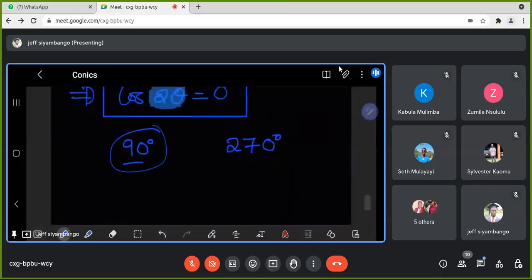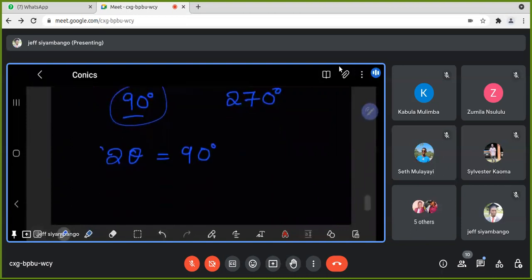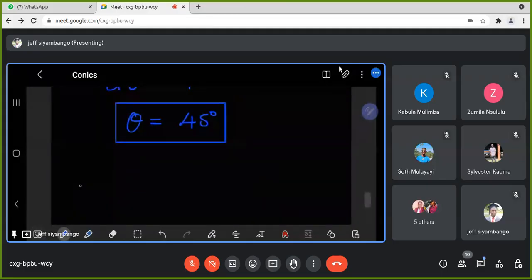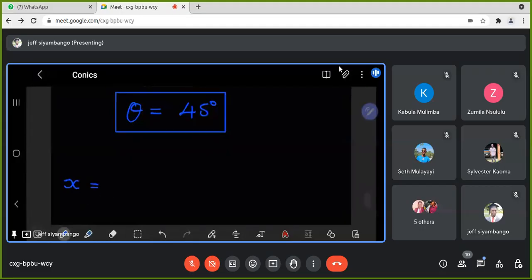So in this case, we're implying that the argument, which is 2 theta, must be equal to 90. If the argument is 90, then theta is equal to 45 degrees. So we have found a special angle as our theta. Having found what theta is, we can now transform our equation. It's given in the original frame where we have x and y.